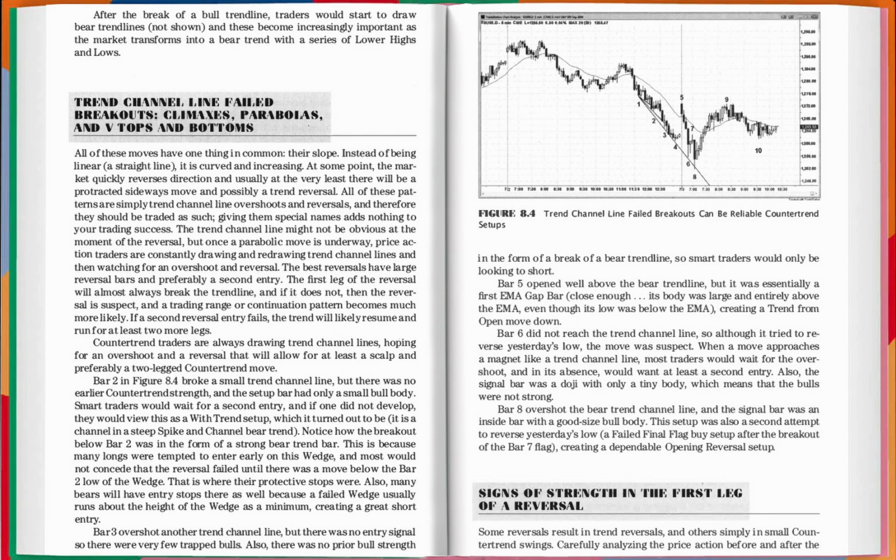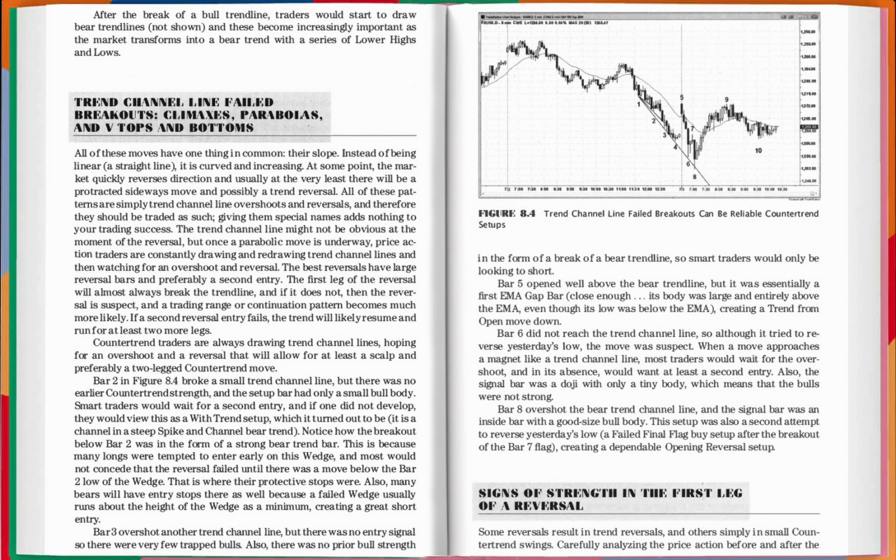When a move approaches a magnet like a trend channel line, most traders would wait for the overshoot and in its absence would want at least a second entry. Also, the signal bar was a doji with only a tiny body, which means that the bulls were not strong. Bar 8 overshot the bear trend channel line, and the signal bar was an inside bar with a good size bull body. This setup was also a second attempt to reverse yesterday's low, a failed final flag setup after the breakout of the bar 7 flag, creating a dependable opening reversal setup.